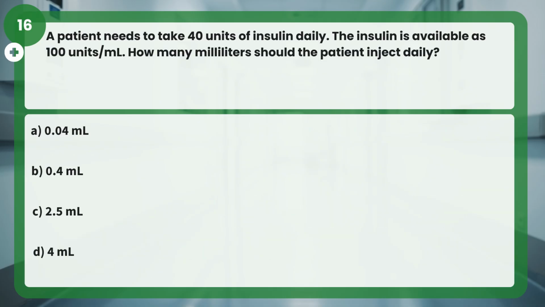Question 16. A patient needs to take 40 units of insulin daily. The insulin is available as 100 units/mL. How many milliliters should the patient inject daily? A. 0.04 milliliters. B. 0.4 milliliters. C. 2.5 milliliters. D. 4 milliliters.